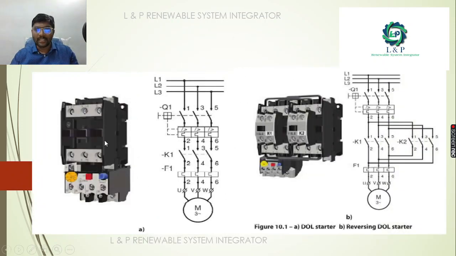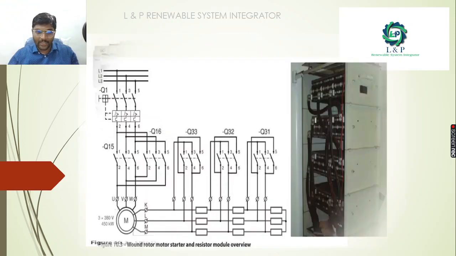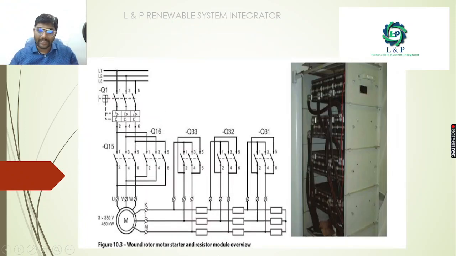This is how the DOL starter looks, and this is its wiring diagram, how we need to connect it with the three-phase motor. If you are planning for a reverse DOL starter, this is how it looks. These are its terminals, and this is how we make the wiring connection. And we have a star delta starter. For efficient working and to reduce the starting current, we go for star delta starting connections. And this is another example.